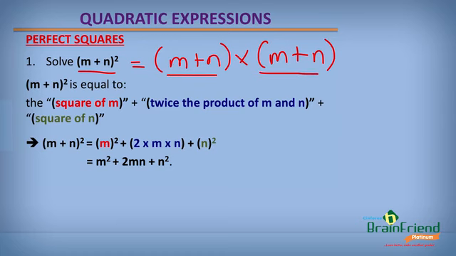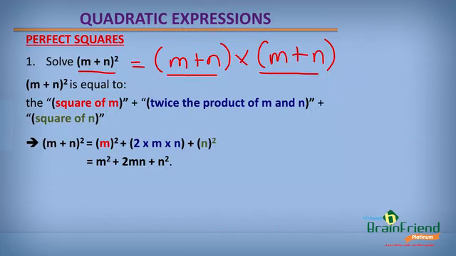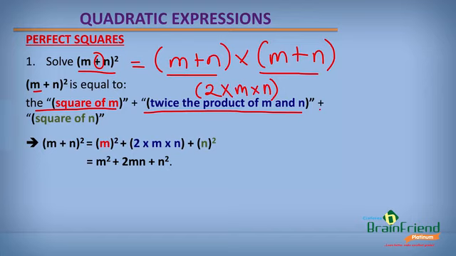So we simply use our law here, which says the square of the difference of two terms is equal to the sum of their squares minus or plus twice their product, depending on the sign given. So for our example here, the sign is positive. So m plus n all squared is equal to the square of m, which is the first term, plus twice the product of m and n, that is 2 times m times n, plus the square of n. You can say the square of m plus the square of n plus twice their product.